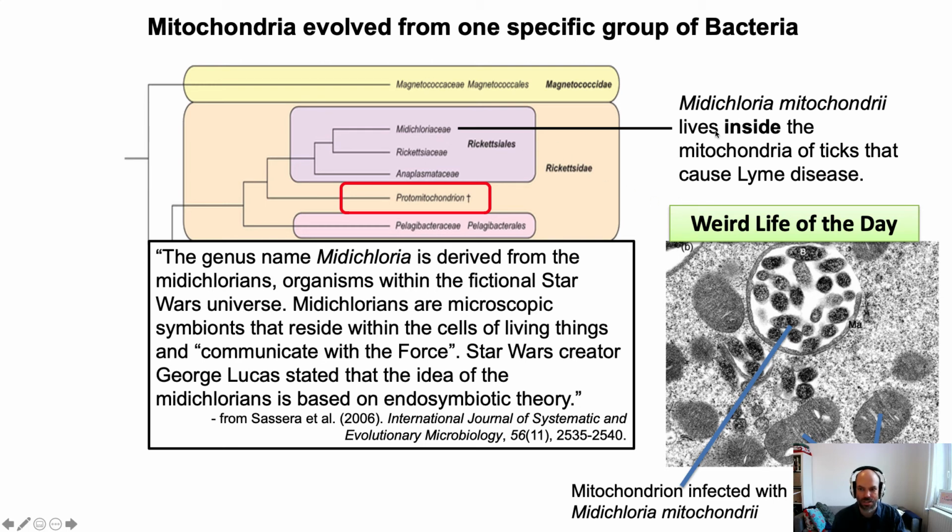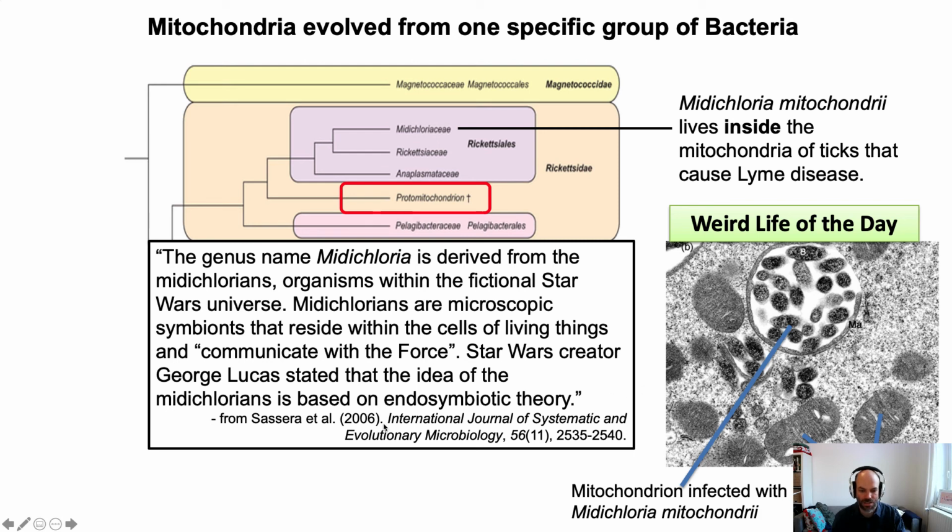There's one species called Midichloria mitochondrii. They are bacteria that are pathogens. They are parasites infecting the mitochondria of the ticks that cause Lyme disease. Right? So Lyme disease is a nasty disease that you can get when a tick bites you. And it just so happens that the mitochondria of the cells in those ticks are susceptible to an infection by these bacteria that were called mitochondrii because they actually infect the mitochondria.